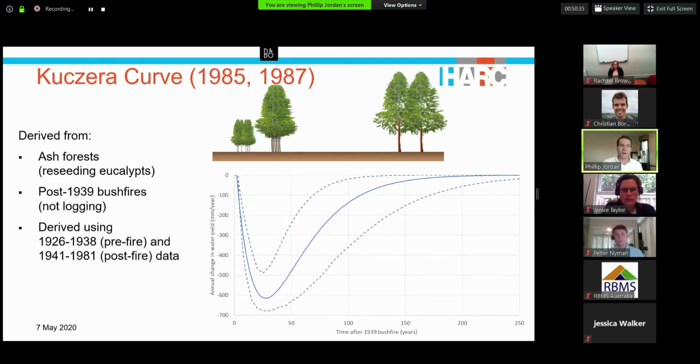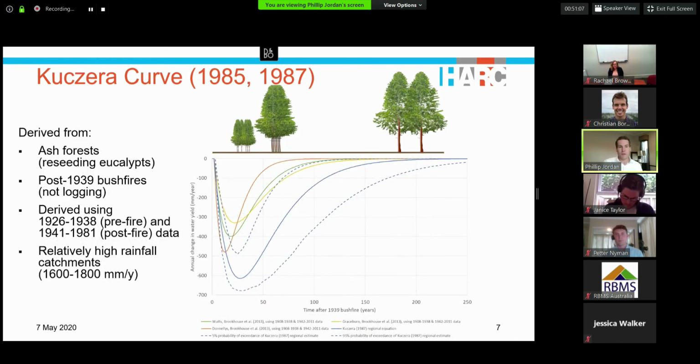The important thing to note is that this was derived only for ash forests, so reseeding type eucalypts. It was derived post the 1939 bushfires, which caused widespread devastation across Melbourne's water supply catchments. And it was derived using data that George had available to him at the time. So that was pre-fire streamflow data from 1926 to 1938, and then post-fire streamflow data from 1941 to 1981.